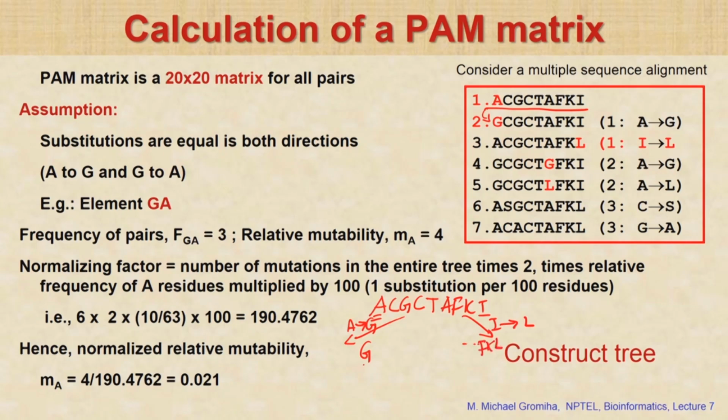Then from this sequence, we have the next mutation: alanine is mutated to glycine. So, this alanine is mutated to glycine, so it starts with G, and the sequence here is also G, F, K, T. Then again A is mutated to leucine. Then the second one, we have two mutations: in one case C to S and the second one G to A. So, now we have the tree, and you can make the alignments.